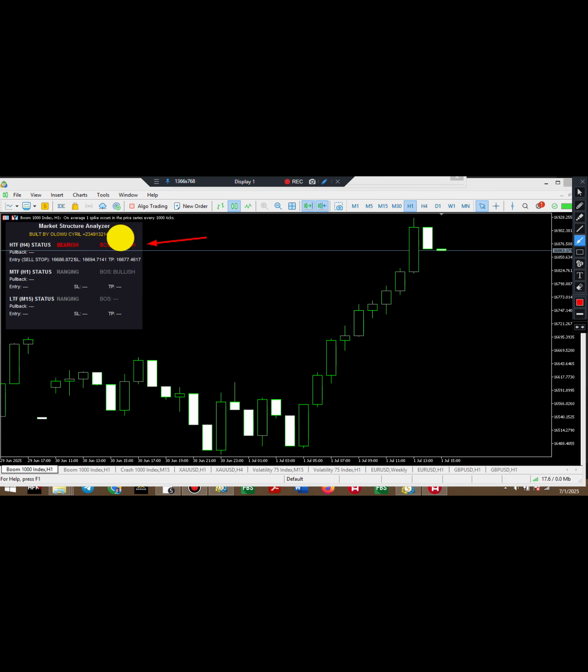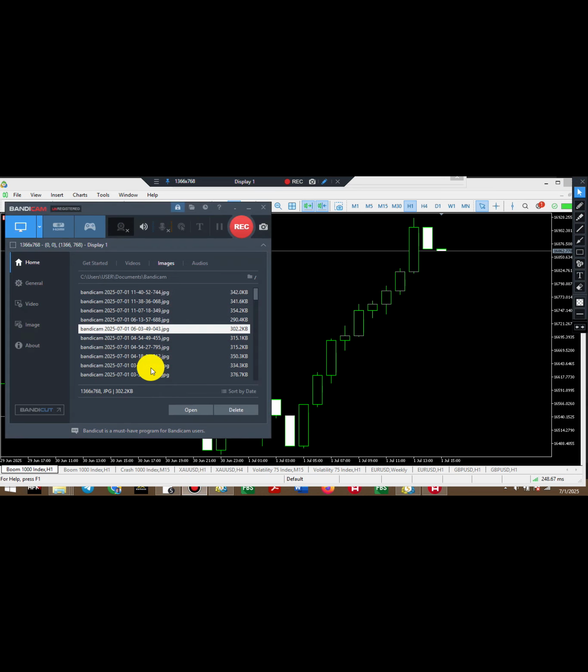As at when I took this entry, even the H1 was a change of character, though it didn't tell if it was a pullback at any point. It was the 15-minute time frame information I used for the entry. I also screenshotted that one so that it doesn't look like I'm giving you false information. So let me check. I screenshotted everything as at when I was about sending it to the chat. So I pray I get it fast so that we continue from there.